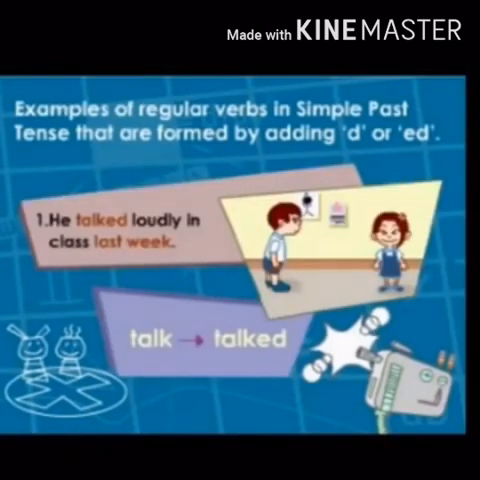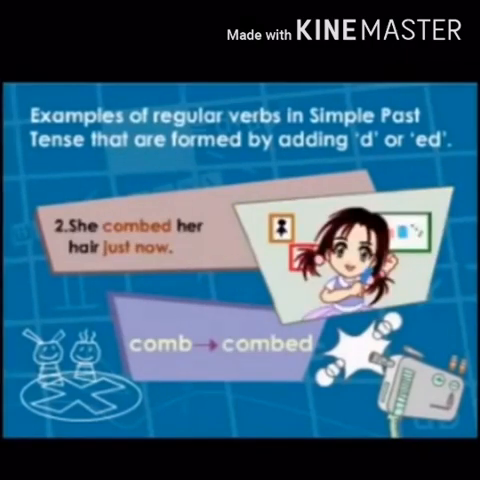He talked loudly in class last week. See, talk became talked. Talk is the present form of the verb and talked is the past form of verb. Next, see example. She combed her hair just now. It is a past event and comb is present form and past form is combed.